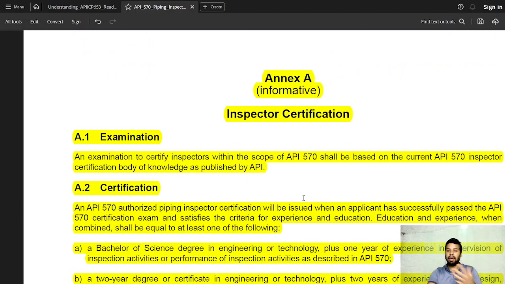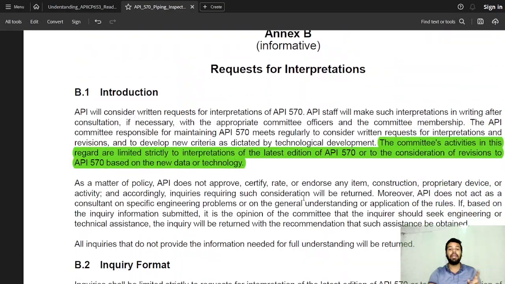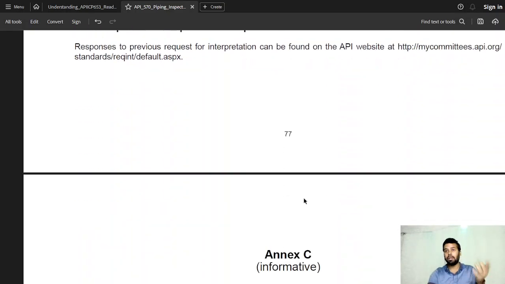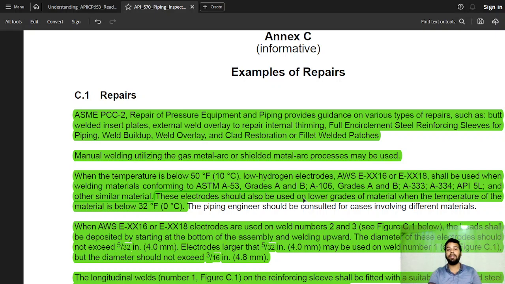So that is it for the API 570 code. You have annexes. Annex A is inspector certification. What is the qualification and how is the certification process going to be for an API 570 authorized inspector? Annex B is a request for interpretation, the interpretation that you want to request from the API governing body or the committee which amends this code at frequent intervals.